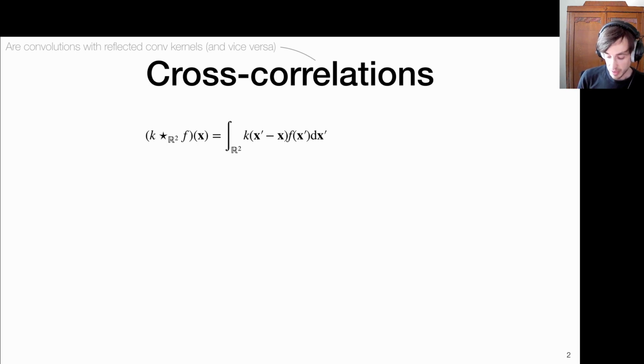And this mistake, I don't think it's a bad mistake, because convolutions and cross-correlations are essentially one and the same. It's just that a convolution is a cross-correlation with reflected convolution kernels and the other way around. So I guess it's fine to mix up these terminologies. But strictly speaking, what is written over here is a cross-correlation.